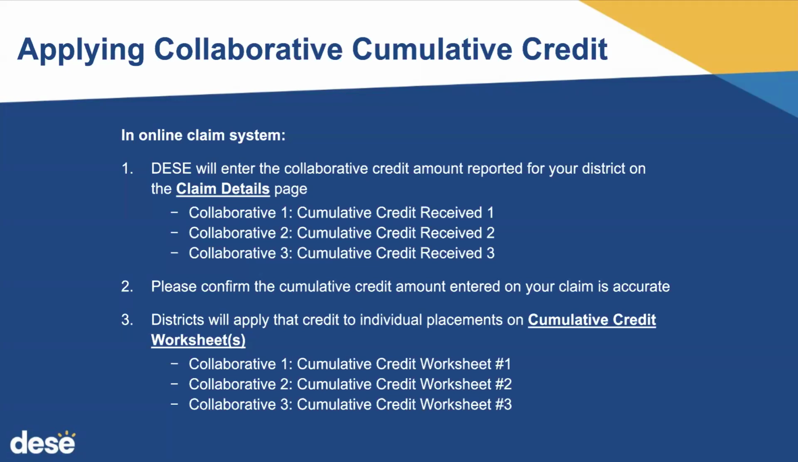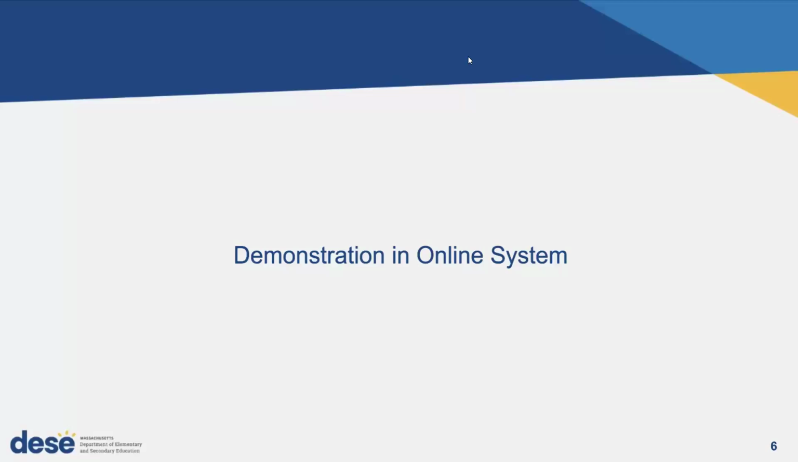The way that you apply cumulative credit is through the worksheets that are built into the claim system. There's another way, but the worksheets are probably the easiest way. So I'm going to walk you through how to do that.